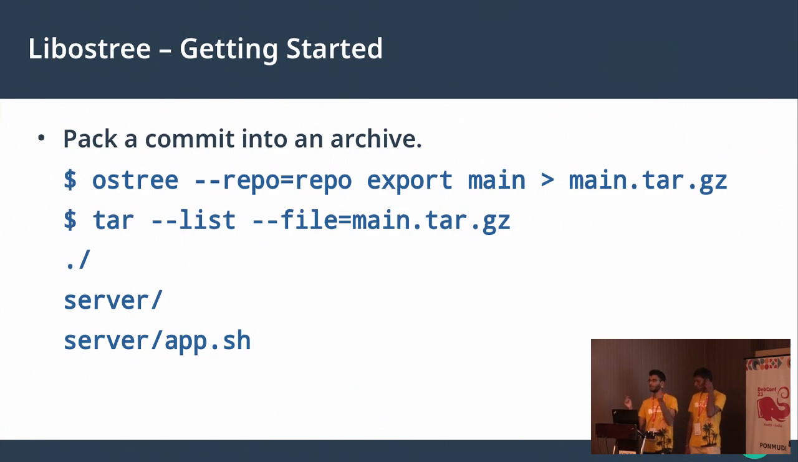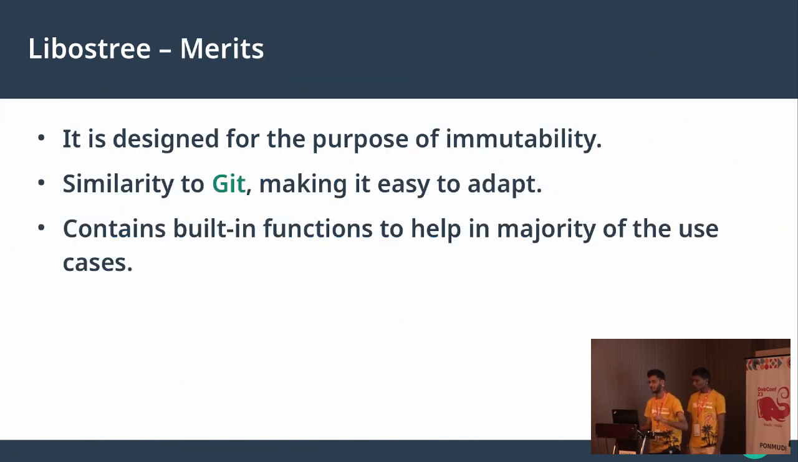Now, suppose you want to pack the changes made in a branch, then you want to export it. Then you can use this export command, which exports as a tar archive. And you can see it contains all the files available inside it. So this is the basic setup of how we might be using libostree. Now let's see some advantages and disadvantages of it.